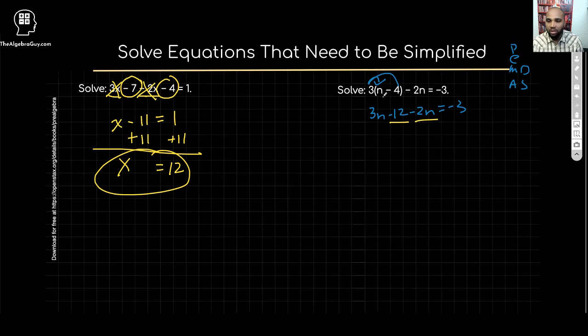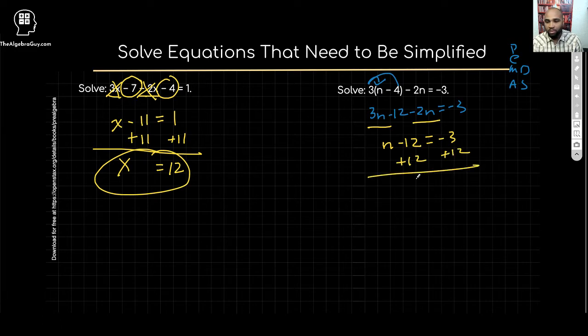Oh, I'm sorry, that's not right. I meant to say 3n and a negative 2n. There we go. So what's 3 minus 2? That's just n. And I'm left with n minus 12 equals negative 3. I'm going to add 12, using the addition property of equality on both sides. That leaves me with n equals negative 3 plus 12, which is 9.